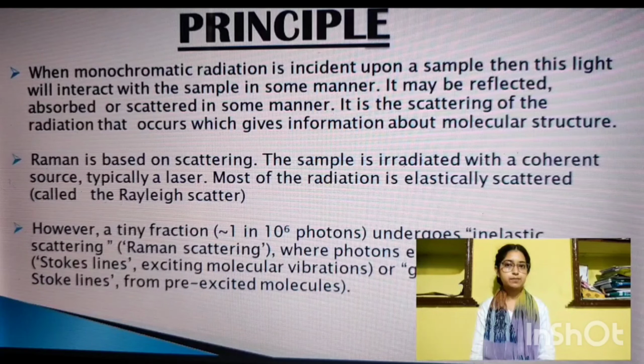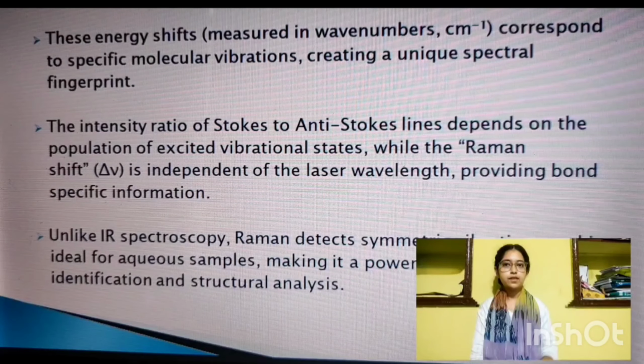The sample is irradiated with a coherent source, typically a laser. Most of the radiation is elastically scattered, which is known as Rayleigh scattering. However, a tiny fraction, approximately 1 in 10^6 photons, undergoes inelastic scattering. That means Raman scattering, where photons either lose energy, so the Stokes line appears, or gain energy, then the anti-Stokes line appears. The energy shift measured in wave number, cm^-1, corresponds to a specific molecular vibration, creating a unique spectral fingerprint.